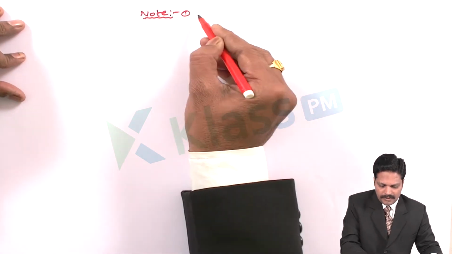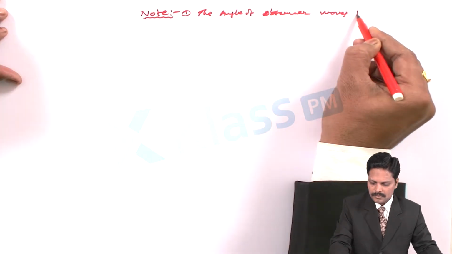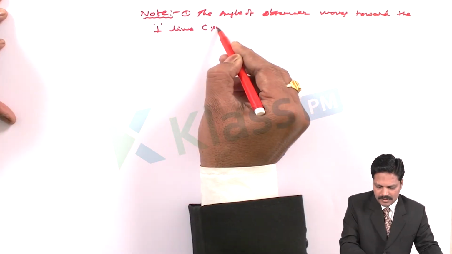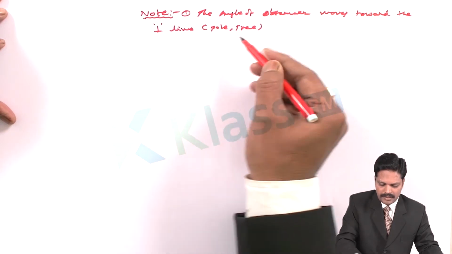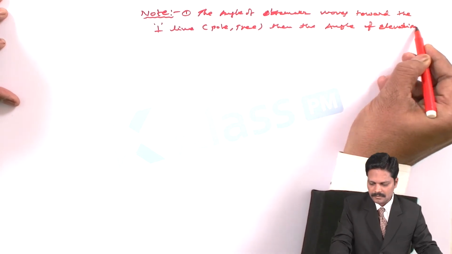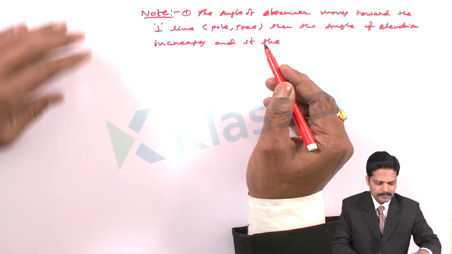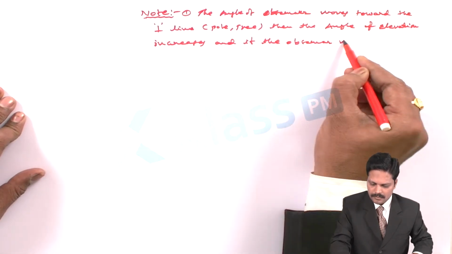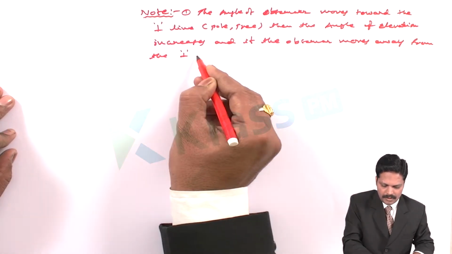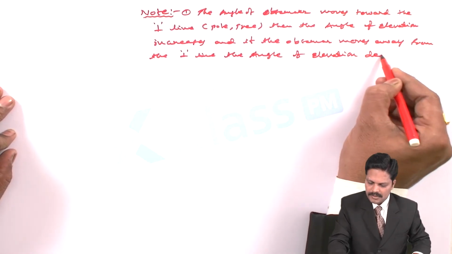The first point: if the observer moves towards the perpendicular line, which is nothing but a pole or a tree or any object, then the angle of elevation increases, and if the observer moves away from the perpendicular line, the angle of elevation decreases.